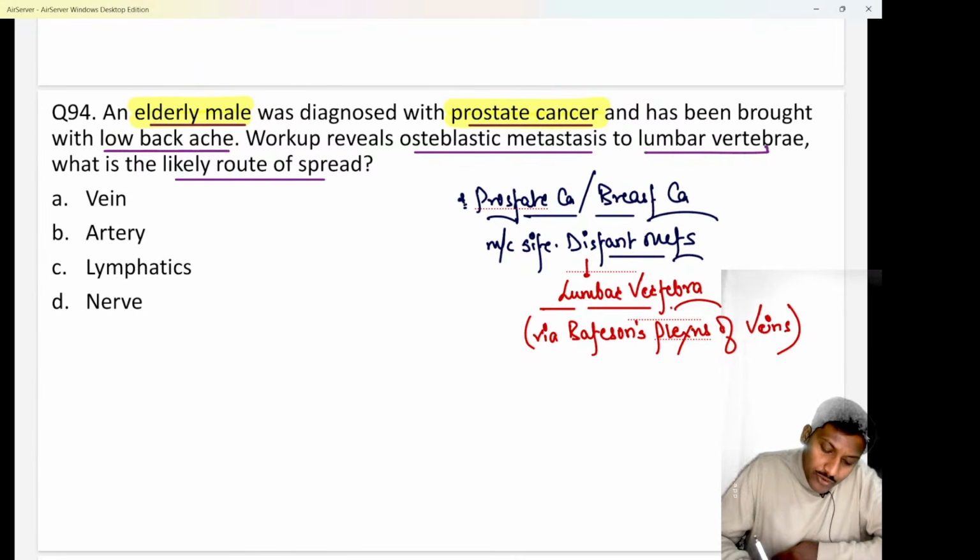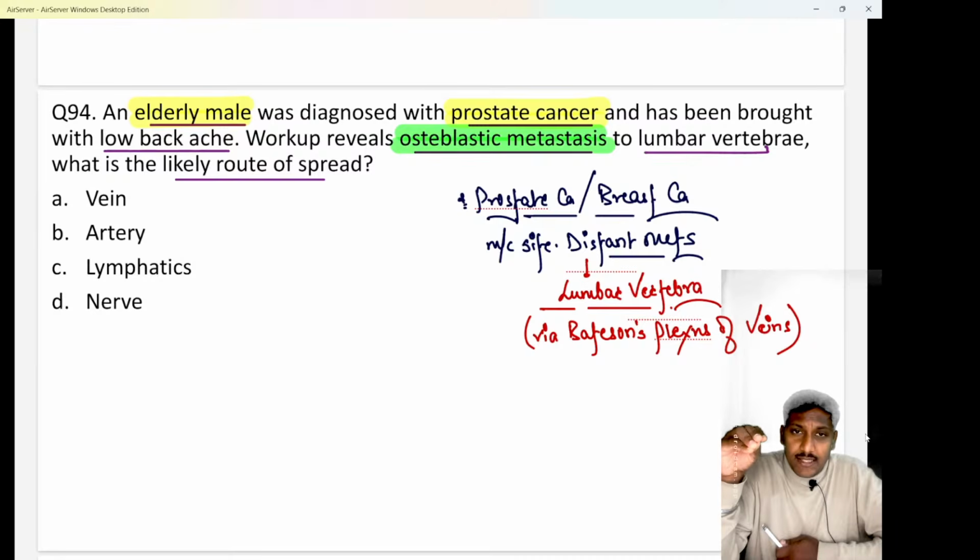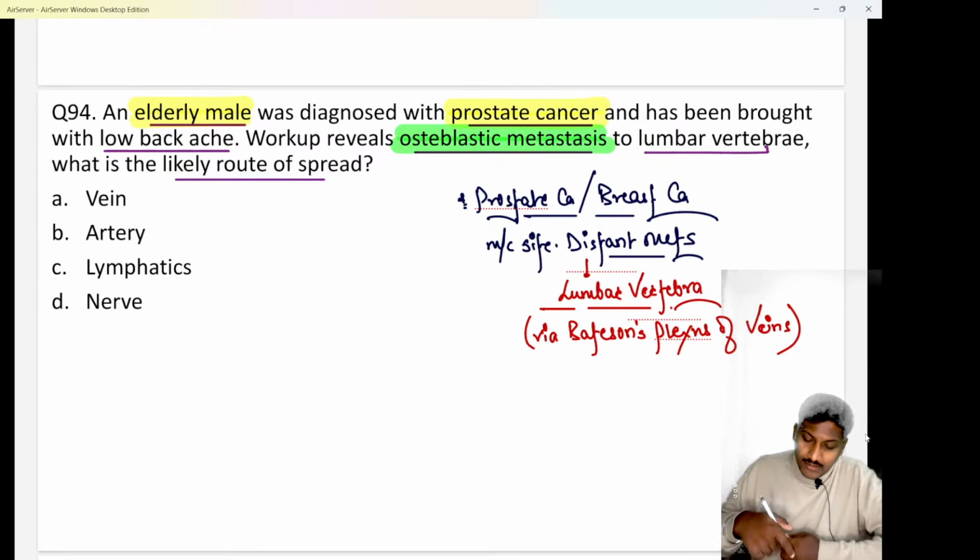We know prostate cancer is commonly known to cause an osteoblastic metastasis. We know the majority of malignancies, when they spread to bone, cause an osteolytic metastasis, but prostate cancer is the one which commonly causes an osteoblastic metastasis, and the most common site of spread is the lumbar vertebra. That leads to low backache.